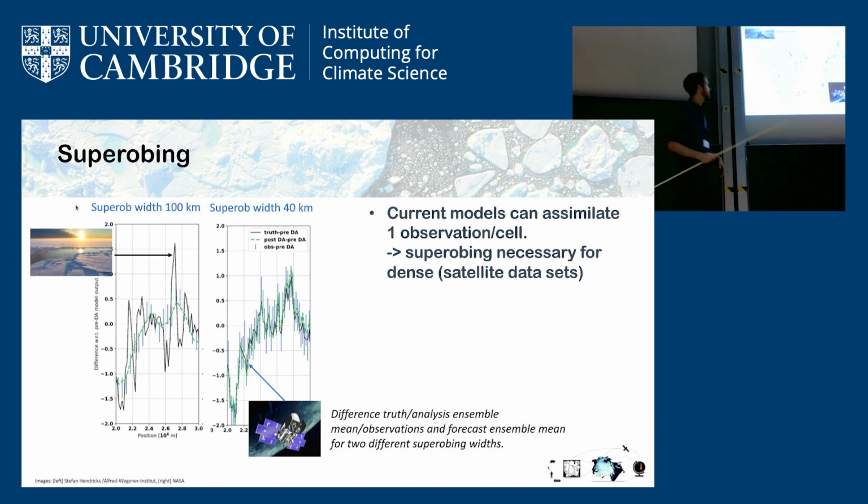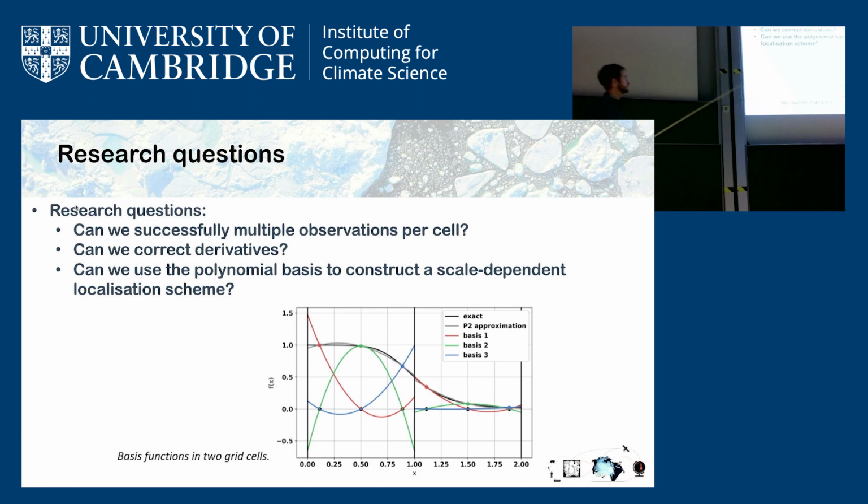So what is currently being done is super-obbing, which is basically averaging all the observations within blocks, and then assimilating this average as a single observation at different points. So this is a bit of a waste of information that is in the observations. And our question is, with the sub-cell solution being available, can we now assimilate more observations, so do less super-obbing?